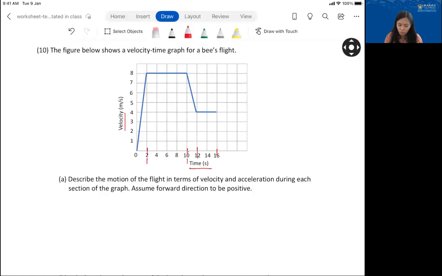So from 0 to 2 seconds, you have the B is moving with positive velocity.